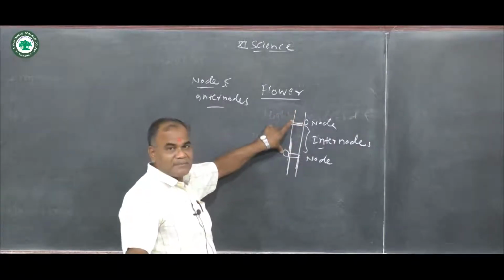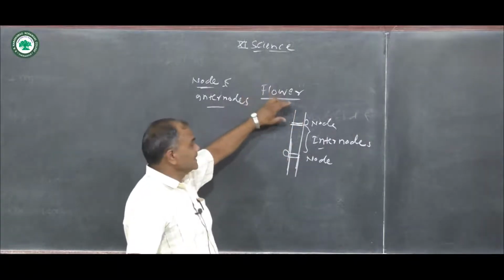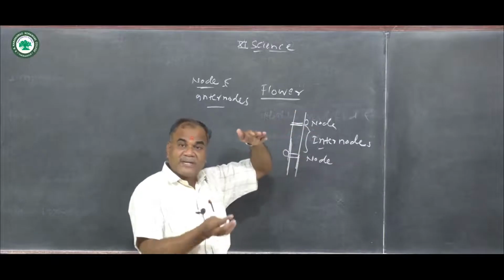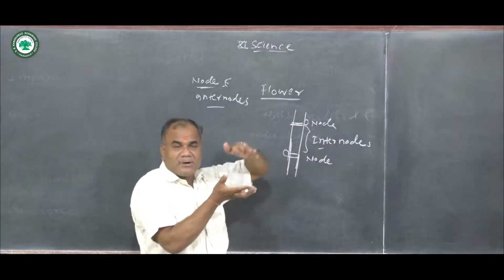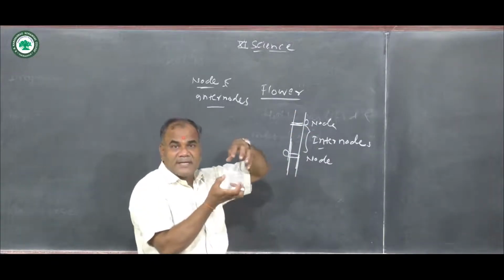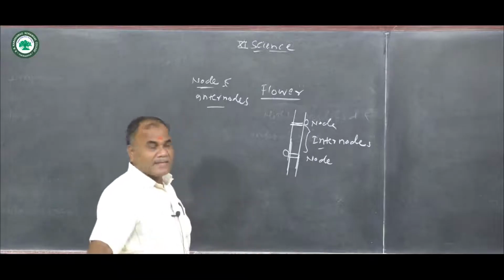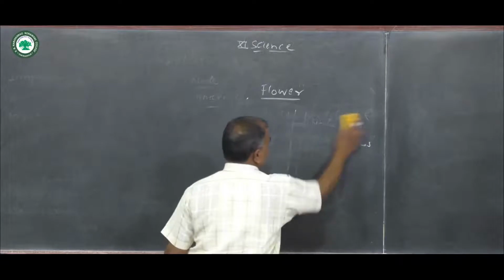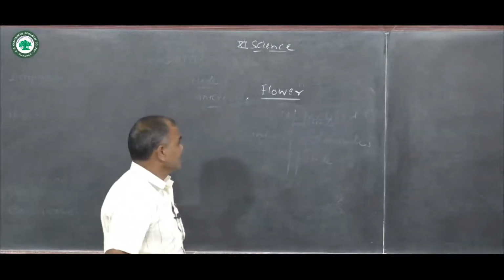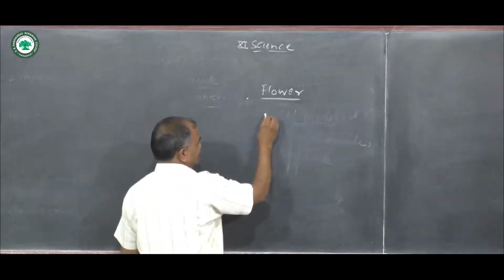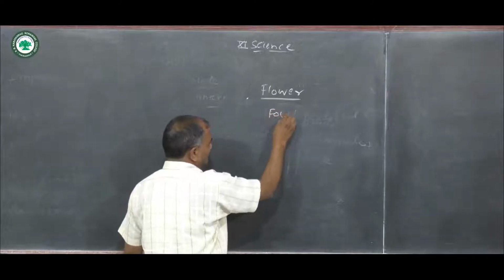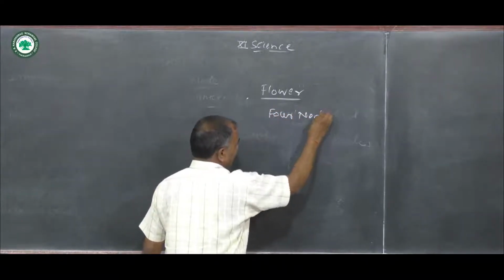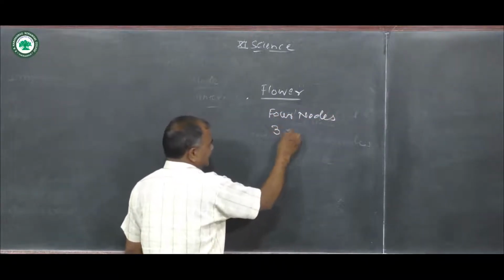The same appearance will be found on the flowers, that is nodes and internodes, but they are compressed or compactly arranged, that is very condensed. That is, the flower has 4 nodes and 3 internodes.